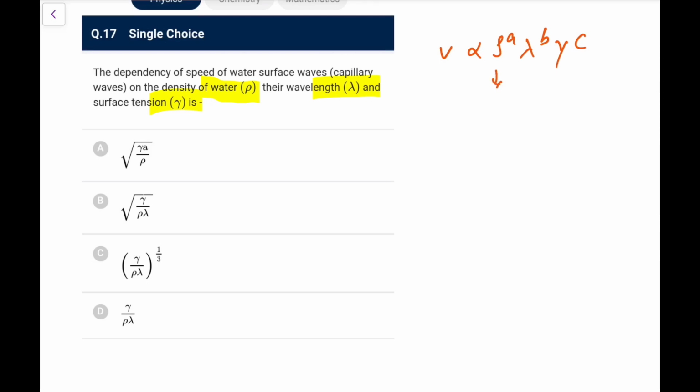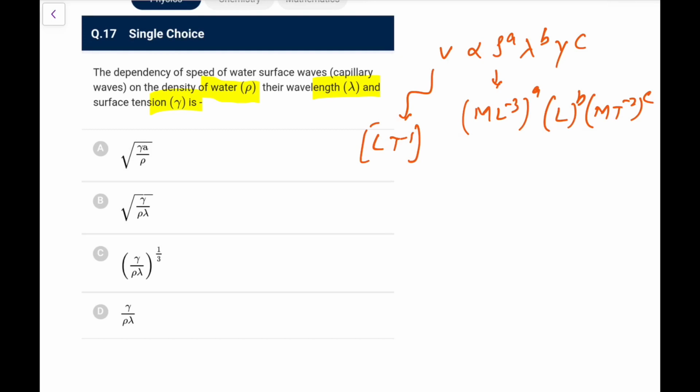The density you can write as ML^-3 to the power a, and that is the same way I am also doing. Lambda is L to the power b. Surface tension is force per unit length, that dimension is MT^-2, and this v dimension you know is LT^-1. So you have to cancel M, so a and c should be opposite. If one is plus half, the other would be minus half. So rho and gamma should be opposite, and in every option it is opposite. Okay, and you need to have L.